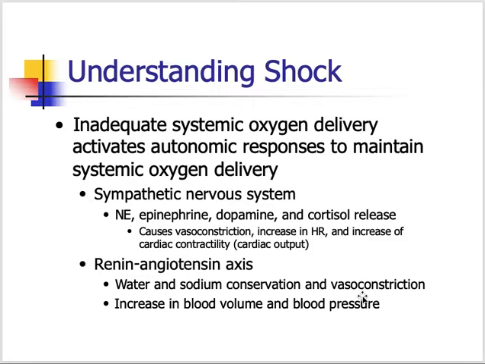If you can see over here, two main things are given. One is the sympathetic nervous system, and one is the renin-angiotensin axis. Norepinephrine is released, dopamine is released, cortisol is released, which causes vasoconstriction and makes the heart beat faster, with increased heart rate and increased cardiac contractility.